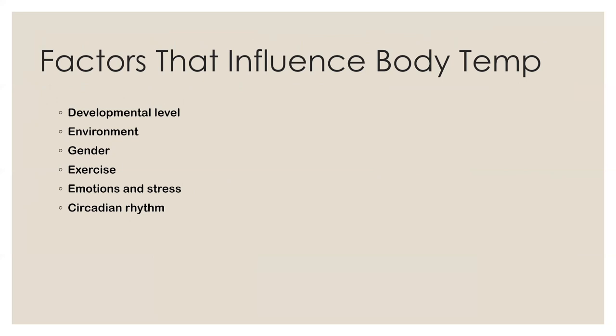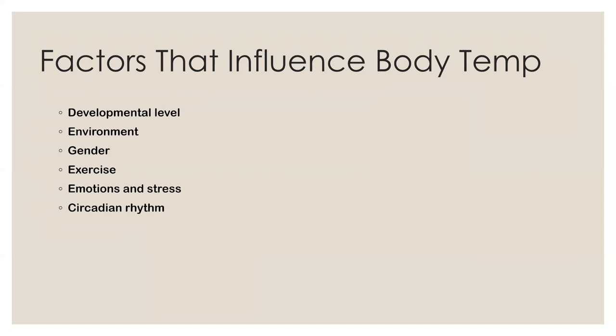Older adults have a more difficult time maintaining body heat because of the loss of their subcutaneous tissue. They don't have that fatty tissue. Remember, fatty tissue insulates the body, and elderly people do not have as much of that. So if you've ever been to a nursing home or at grandma's house when she's got the heat up to 95 degrees, that could be why.